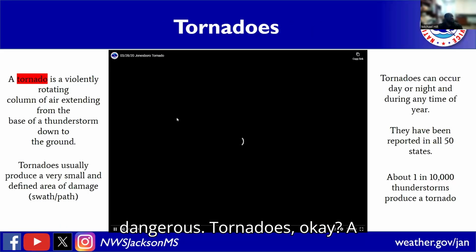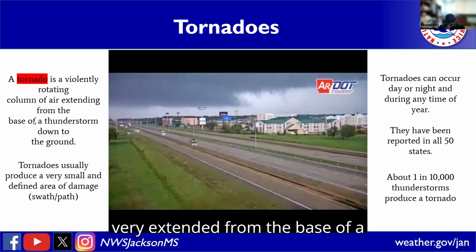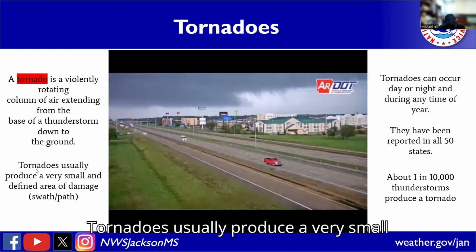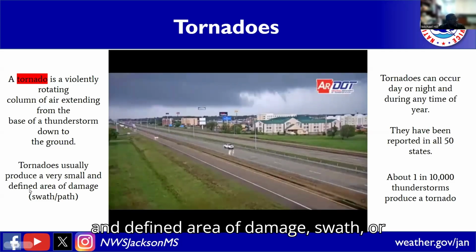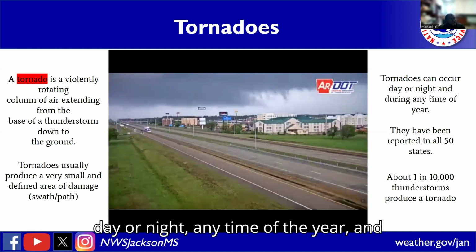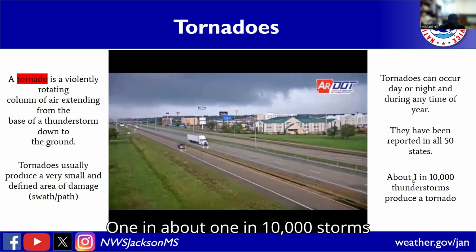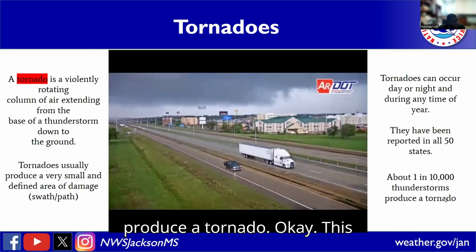Tornadoes. Okay. A tornado is a violently rotating column of air extending from the base of a thunderstorm down to the ground. Tornadoes usually produce a very small and defined area of damage, swath, or path. Tornadoes can occur day or night, any time of the year, and they have been reported in all 50 states. One in 10,000 storms produce a tornado.